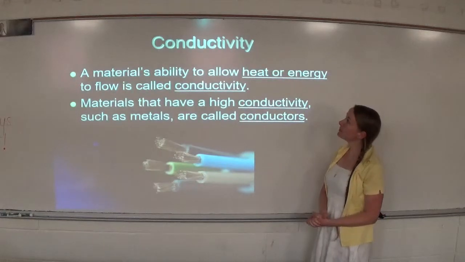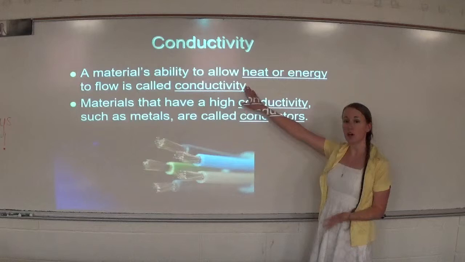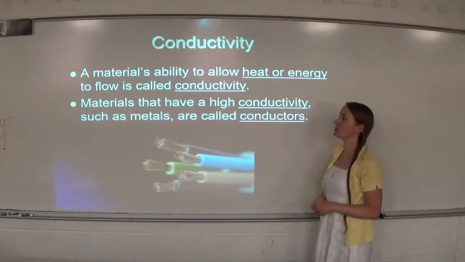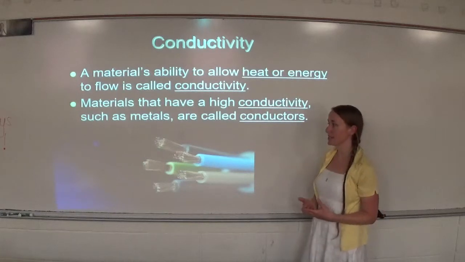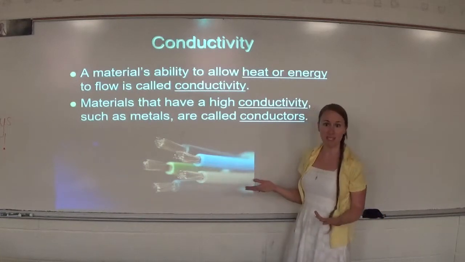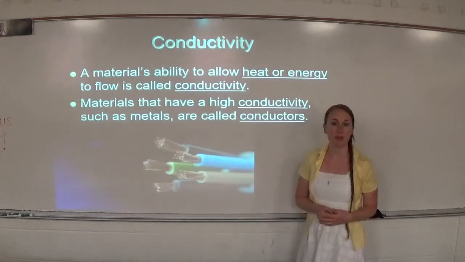Conductivity. A material's ability to allow heat or energy to flow through is called conductivity. We've talked about these in some of the previous chapters. Materials that have high conductivity, such as metals, are called conductors. We talked about this in the electricity chapter, of course, because we talked about electricity passing through metal wires.